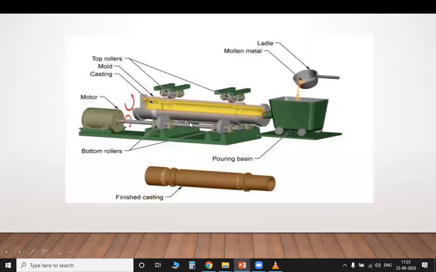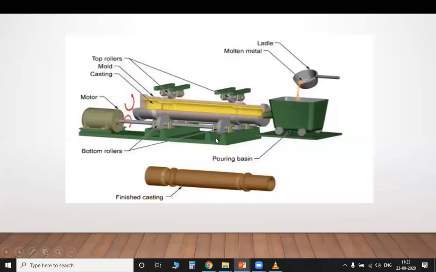These are the bottom rollers, the base. This is the molten metal which is taken. This is a ladle, and the top rollers, the mold. This is the outer shell, which is nothing but a mold. The center is the casting. This is a motor, bottom rollers, pouring basin, and the finished casting.